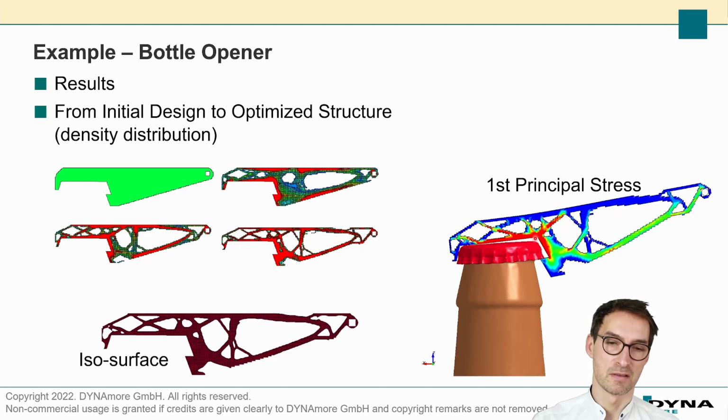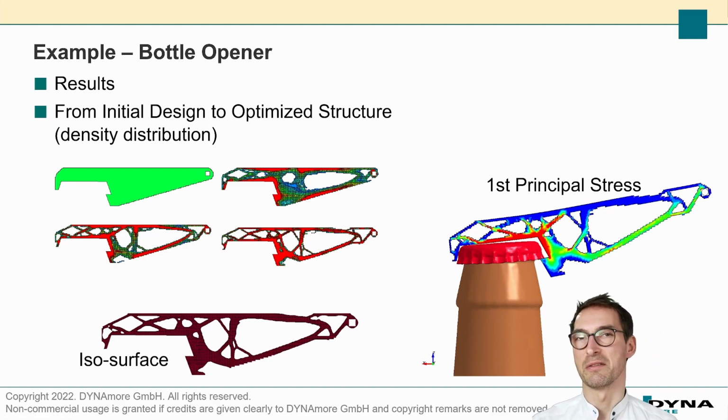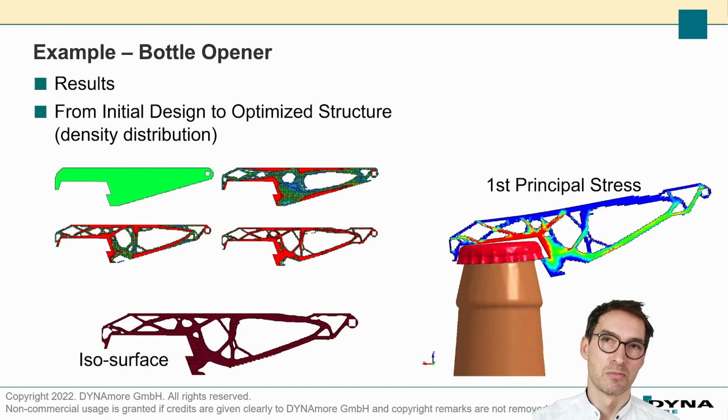For instance, here you see the stress distribution. And of course, you can also extract isosurfaces from the structure, which you again feed into your CAD program to further refine it with some, I don't know, production-wise constraints, so to say.